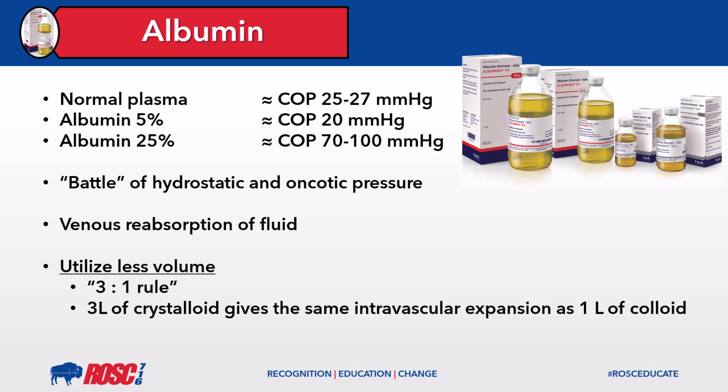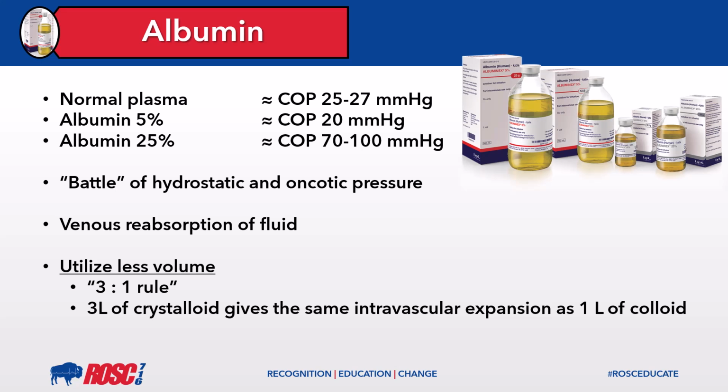So the general historic teaching of albumin really revolves around colloid osmotic pressure. With that, there's opposing forces of the colloid osmotic pressure and the hydrostatic pressure. Every good critical care provider understands that the normal plasma colloid osmotic pressure is between 25 and 27, where iso-oncotic albumin, which would be 5% albumin in the US, has a colloid osmotic pressure of 20. Hyperoncotic albumin, or 25% albumin, carries a colloid osmotic pressure somewhere between 70 and 100.